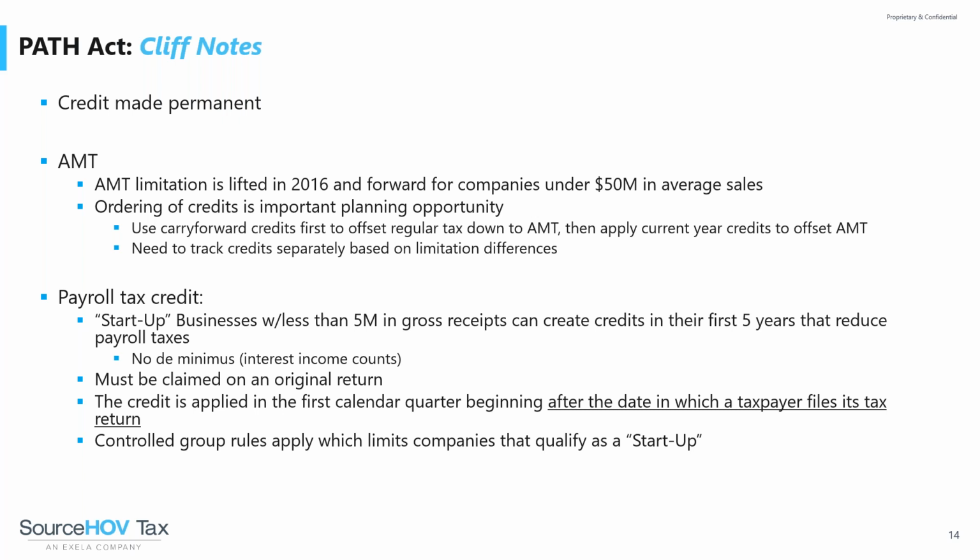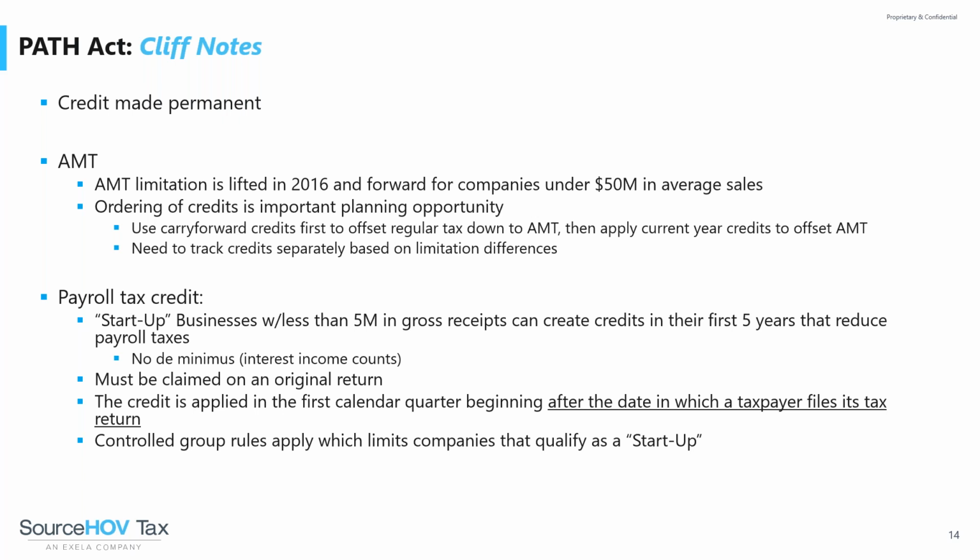The next thing it did was, with respect to the payroll tax credit, if you're a qualified startup, you can utilize the credits to offset payroll taxes. And a qualified startup would be, these are very small businesses. They're businesses that are in their first 5 years of gross receipts history and that have $5 million or less of gross receipts in a given year that they're going to generate this type of a credit.